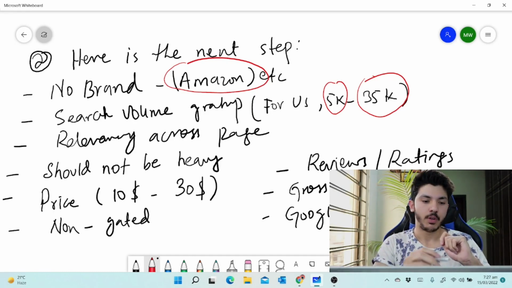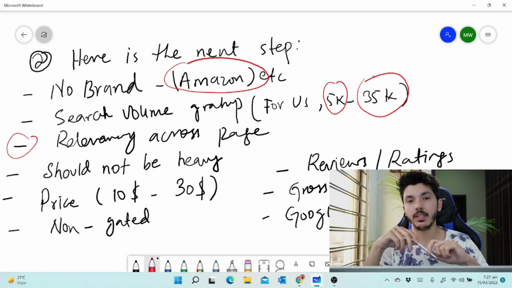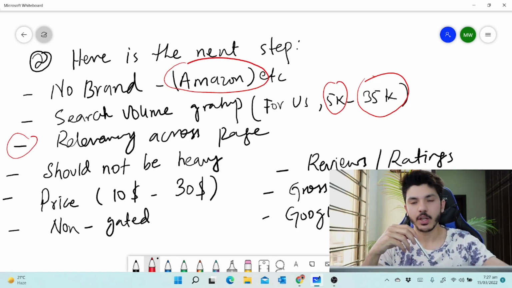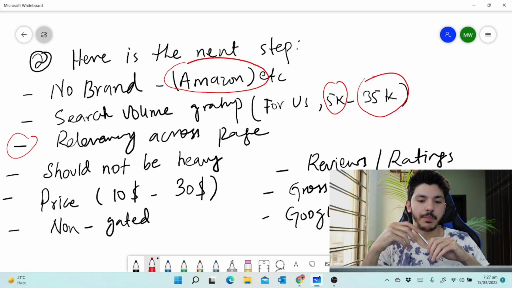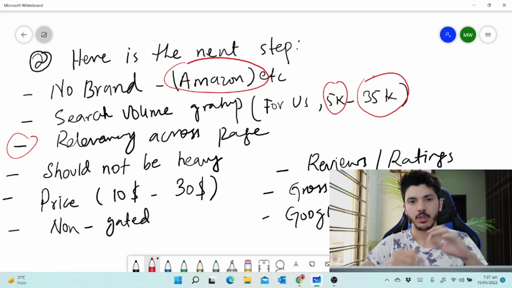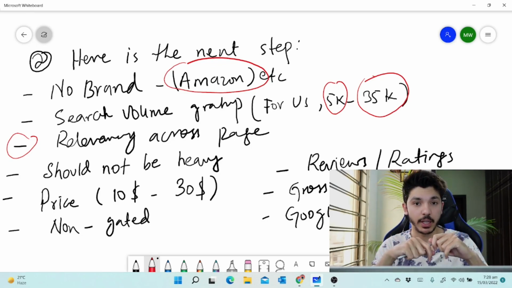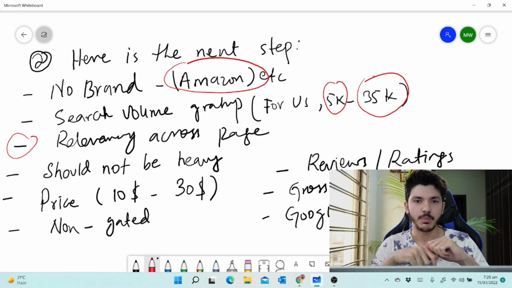So let's move on to the next step, which is relevancy. So what does relevancy across the page mean? Let's say when I search for a keyword or a product, I will check the relevancy across the page. Let's say how many sellers are selling this product across the page. Are there any variants which I need to take care of? So that's basically where the relevancy factor comes in.